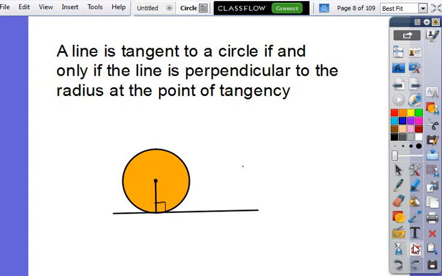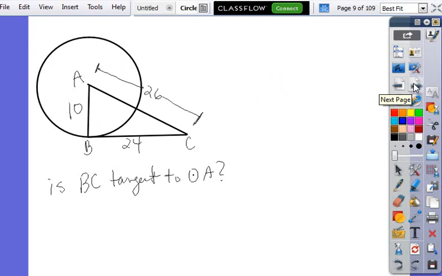All right, so I see this right here. It's asking me, is BC, this bottom one, tangent to circle A? Well, how do I know if it's tangent? What does it have to make? A right angle. Has to make a right angle. Well, how can I check and see if it's got a right angle? Not just look at it, prove it with some math. How can I prove that that's a right angle in there?